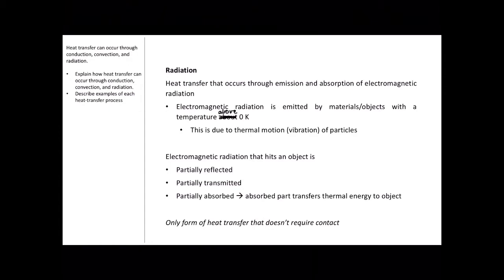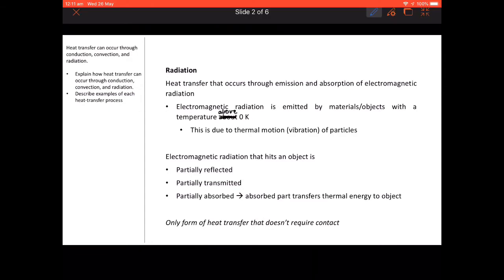Electromagnetic radiation that hits an object is partially reflected, partially transmitted, and also partially absorbed. And it's this absorbed part that transfers thermal energy to an object, and that results in an increase in temperature for that object. This is the only form of heat transfer that doesn't require direct contact.